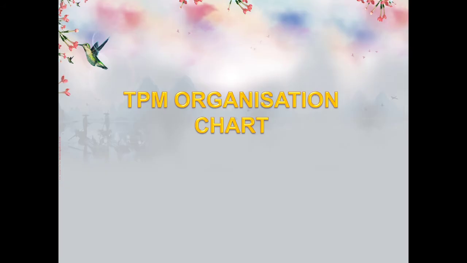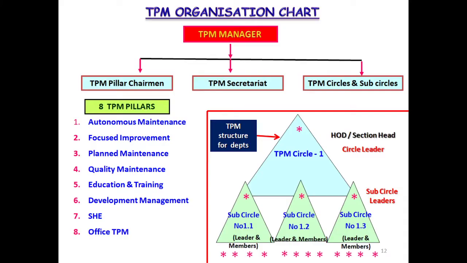Now let's see how the TPM organ chart is formed. Select one senior executive as your TPM manager, 8 TPM pillar chairmen, a TPM secretariat head, and form TPM circles and sub-circles in all the departments. Roles and responsibilities are given in the subsequent slides.